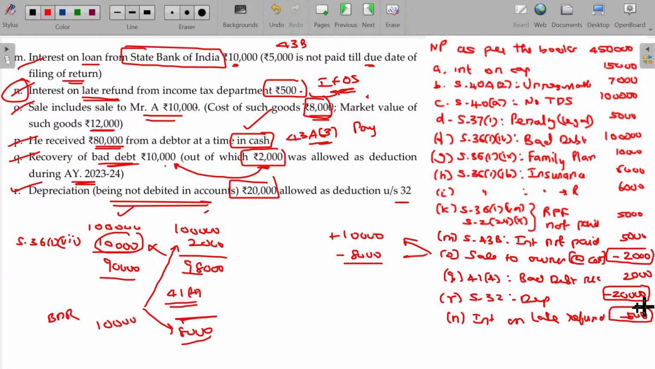Hope now you will be able to understand. In the P&L account, they have income tax interest on IT refund, late refund, 500 rupees. If you remove this, automatically the profit will decrease and it will be considered as a part of income from other sources. Now the ultimate PGBP in this case is 6,88,500. Clear?